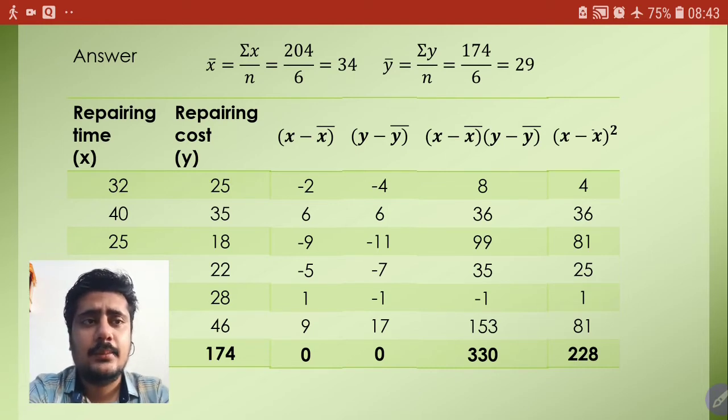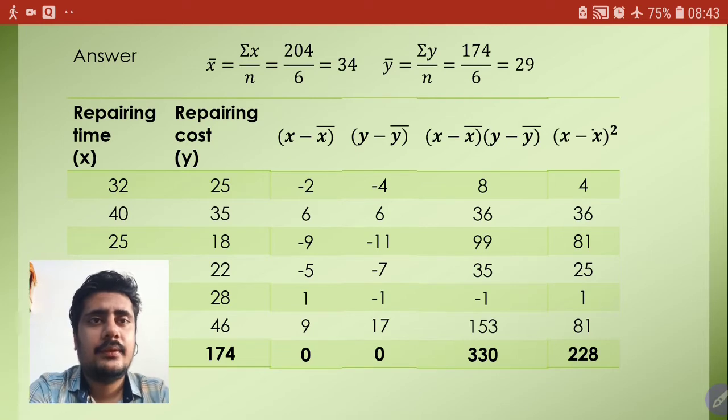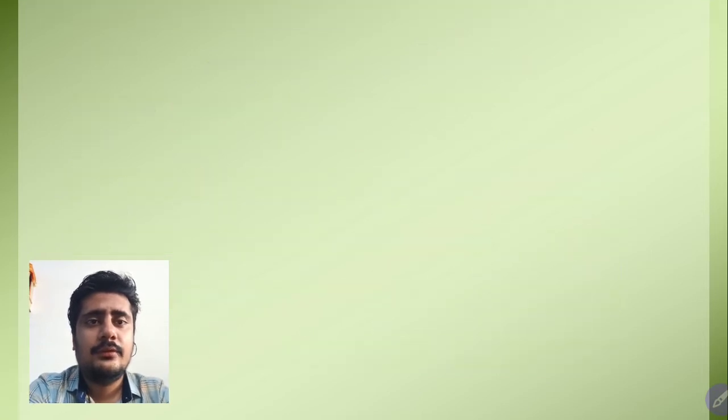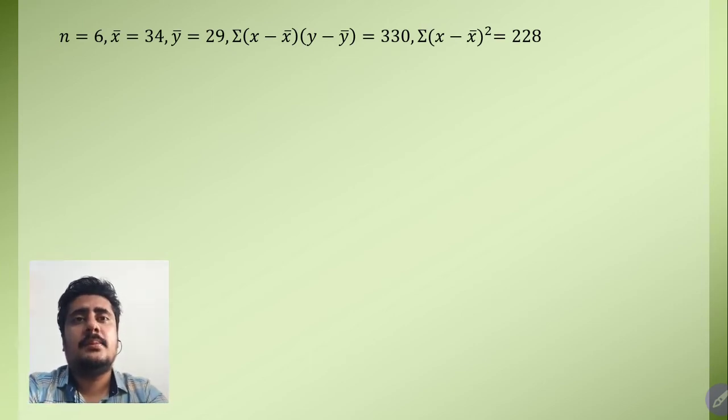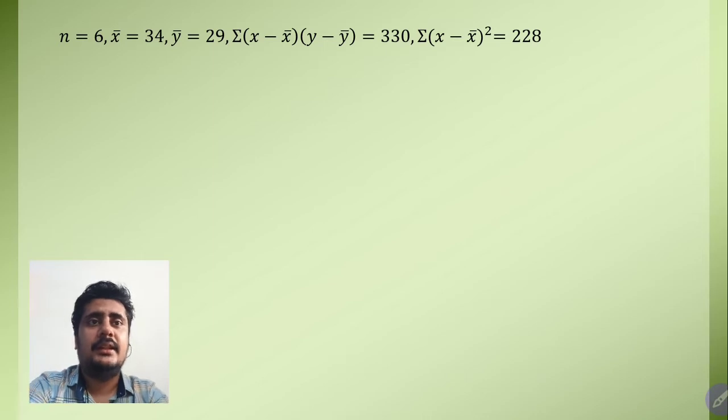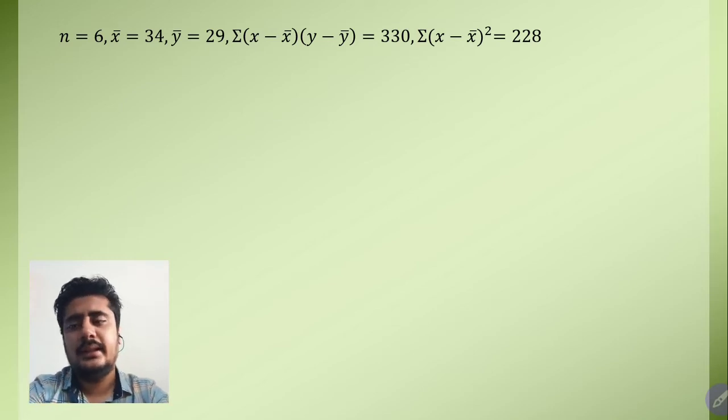We will discuss about when you have to use the formula. First we will complete the sum. Okay, n equal to 6, x bar is 34, y bar is 29, sigma x minus x bar, y minus y bar is 330, and x minus x bar square is 228. These all things we just now solved in the table.